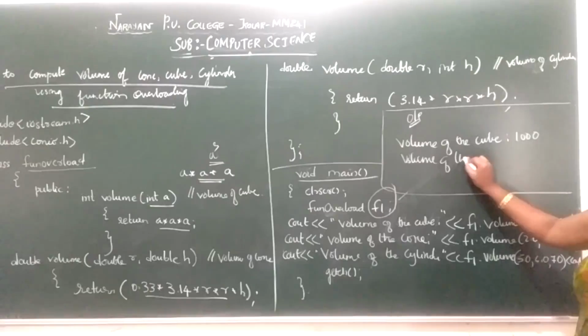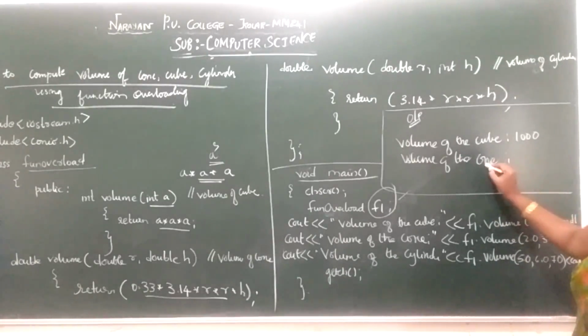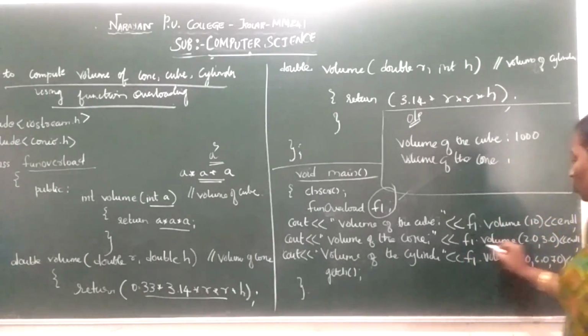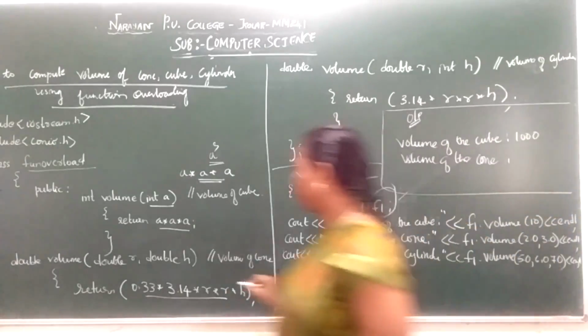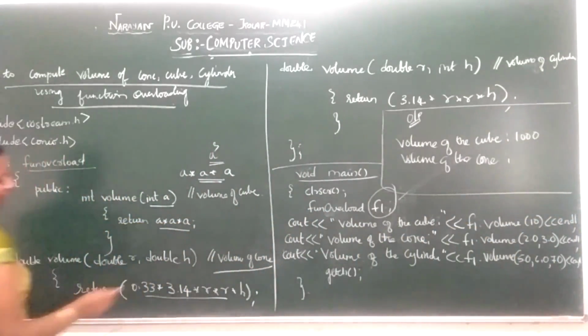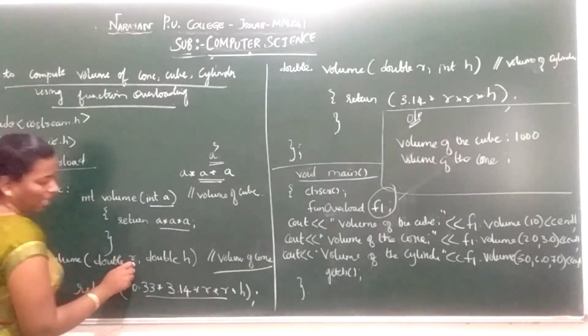Volume of the cone. So which member function will be called? Based on the number of arguments, 2.0 and 3.0, this member function is called. This is to calculate the volume of the cone. I have r and h.